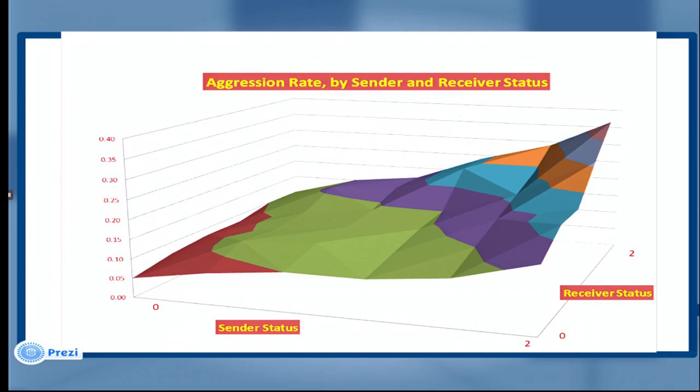Some literature would suggest that if the strong were picking on the weak, you would see that peak in the lower right corner. We do see that bullying is much more likely when the sender is higher status than the receiver. So in the extreme, the lower right corner is higher than the upper left corner. But what we found in our data was that the absolute highest rates of aggression were occurring between relatively high status kids. To me, that is again consistent with the idea of competition for status and the use of aggression to those ends.